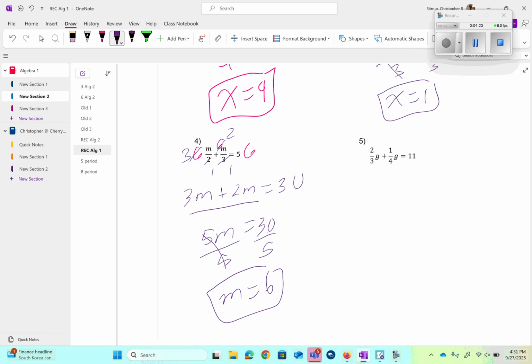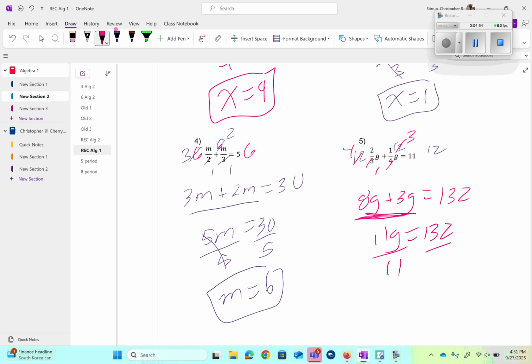Problem number 5. Again, 2 of our terms have a denominator, a bottom number. In this case, they happen to be a 3 and a 4, so 3 times 4 is 12. So if I multiply everything by 12, 3 goes into 12 4 times. 4 times 2g is 8g. And then 4 goes into 12 3 times. 3 times 1 is 3 and had a g attached to it. And then if I multiply 11 times 12, I get 132. These are like terms, 8g and 3g, that's 11g, that equals 132. Divide each side by 11. So using a calculator, 132 divided by 11 is just 12.